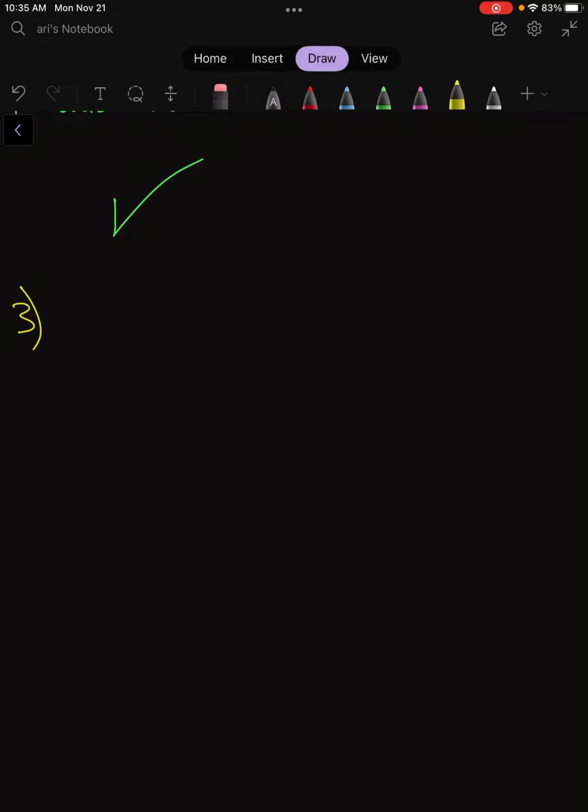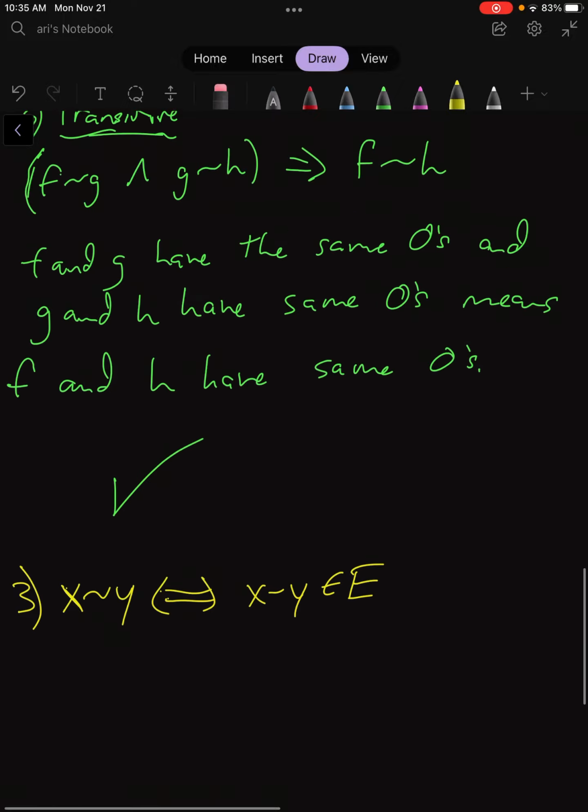Okay, here we're going to define a relation tilde on Z by x tilde y if and only if x minus y is even. So now x tilde y is true if their difference is even. That's interesting. That's a little different than the other stuff we've been doing.